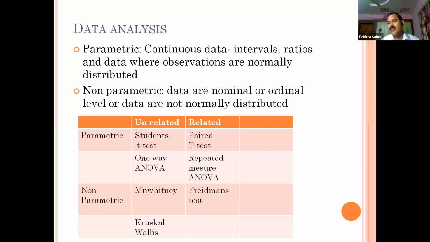We talk about the statistics. Brief about the data analysis. Data can be parametric, can be non-parametric. Parametric data are the continuous data, like interval and ratio data, and data where observations are normally distributed.